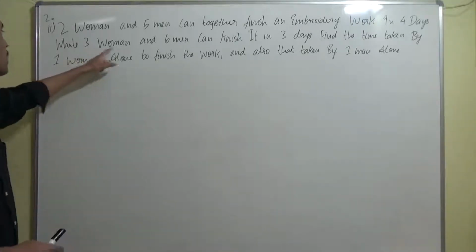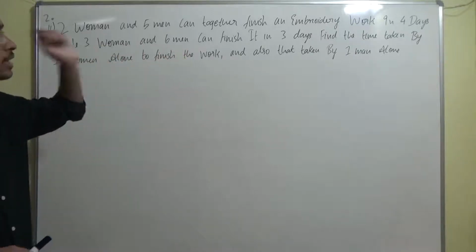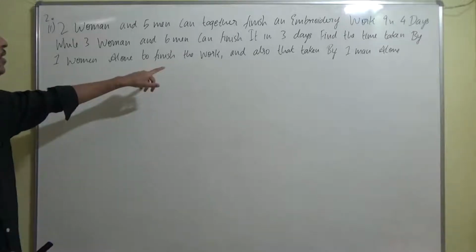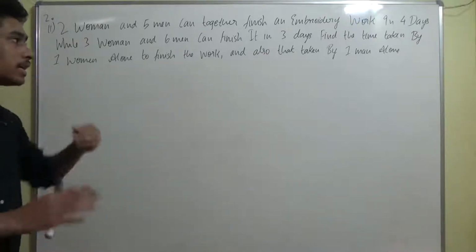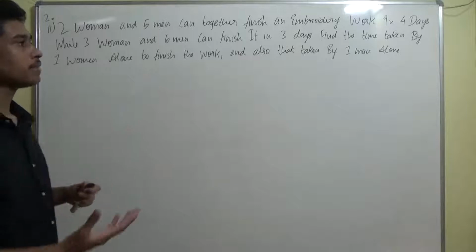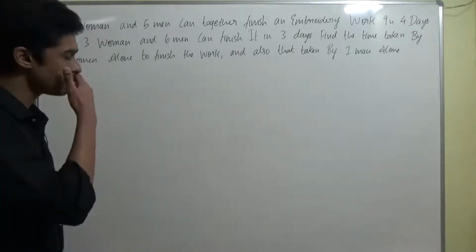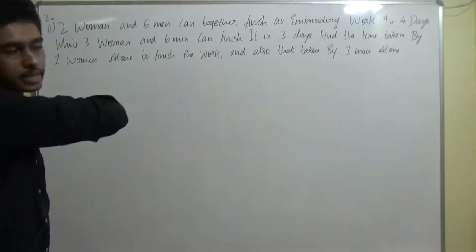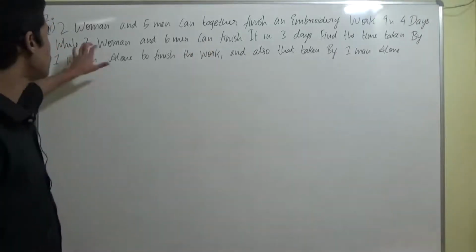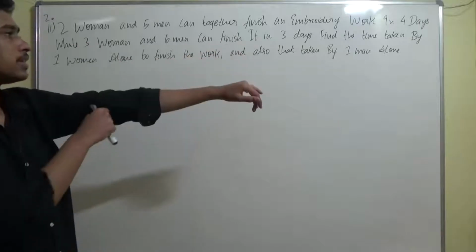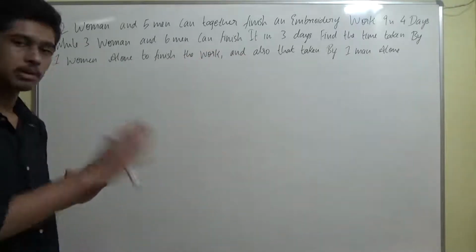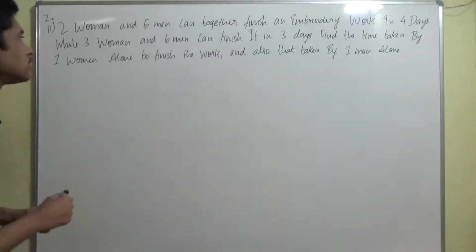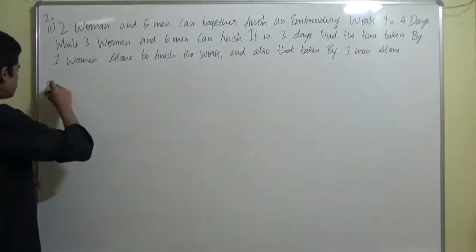And in the second case, they've given that 3 women and 6 men can finish the work in 3 days. So these are the two conditions. Find the time taken by 1 woman alone to finish the work and also that taken by 1 man alone. Getting it? So when they're asking the time taken by 1 man and 1 woman alone to finish the work, it's going to be more than 4 and 3 days. When done in a group itself, it takes 4 and 3 days. Means when done alone, it's going to take even more days. So that's the idea which you have to get in the first place. Now let's proceed in the question, guys. I'll tell you how to solve them.